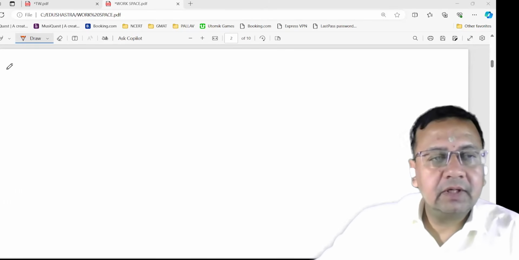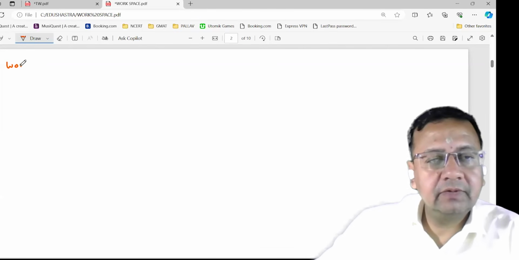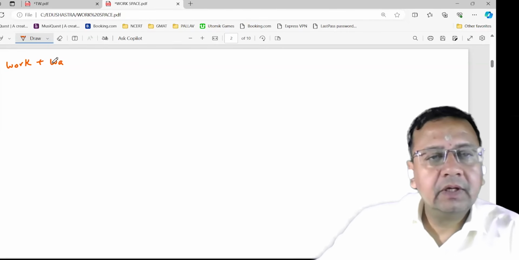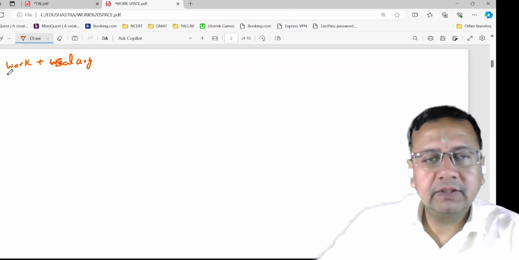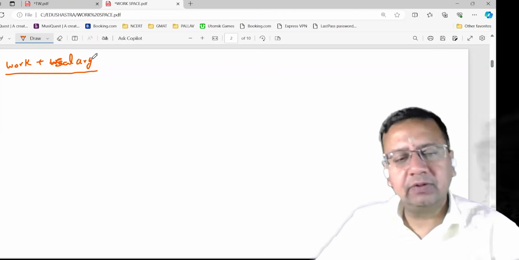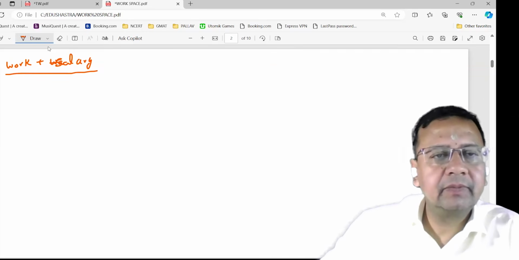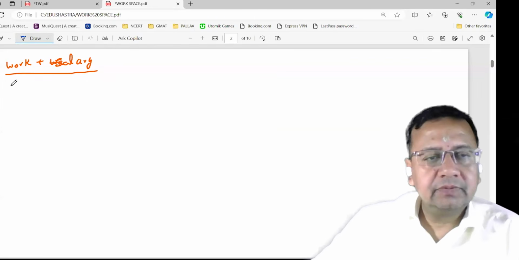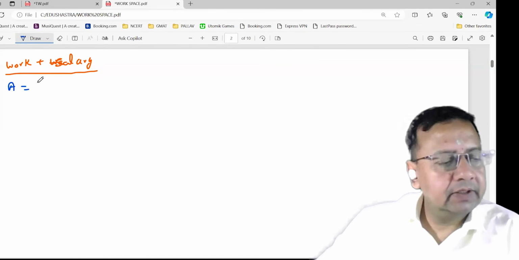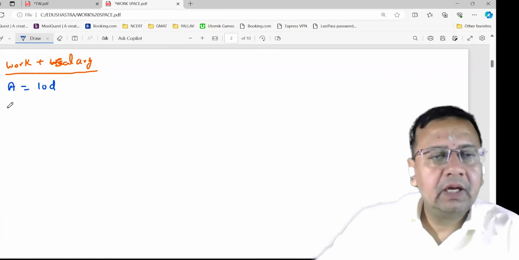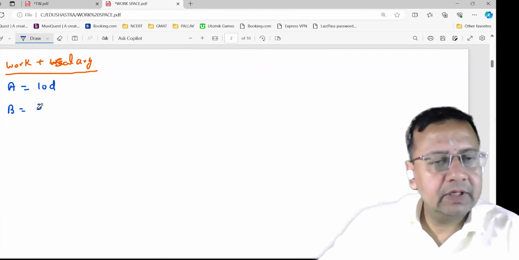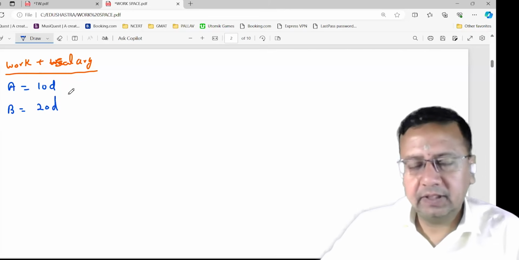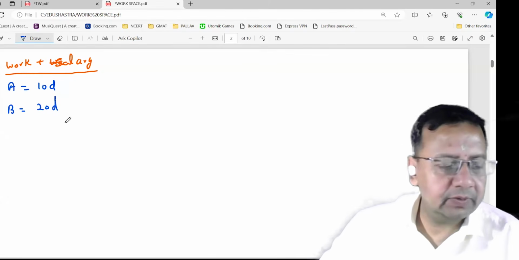Now coming to a sum, if work is there and wages is there, or you can say salary, wages, incentive, whatever, some money amount is related. Okay, so A is doing a work in 10 days, and B is doing a work in 20 days.